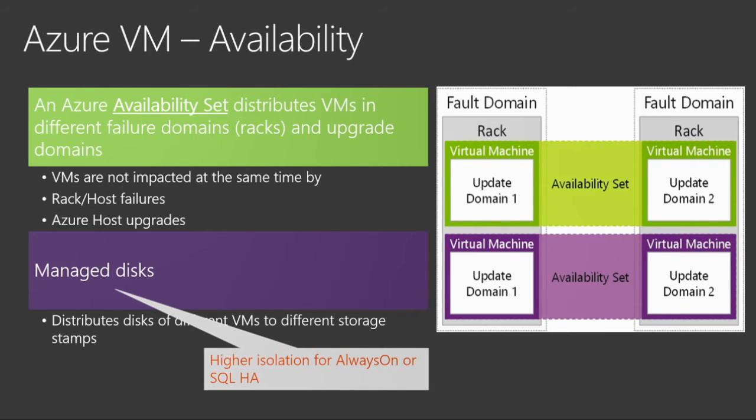For fault domain, we make sure that if you create multiple VMs, we don't put them on the same rack in your data center. So if the rack goes down, or if there's a disaster, it doesn't take out all your VMs, because we put them in different racks. Similarly, if you have to do some firmware upgrade on the rack, we don't take out all the VMs. If they're in different update domains, we will only patch one rack at a time and we'll ensure the availability.